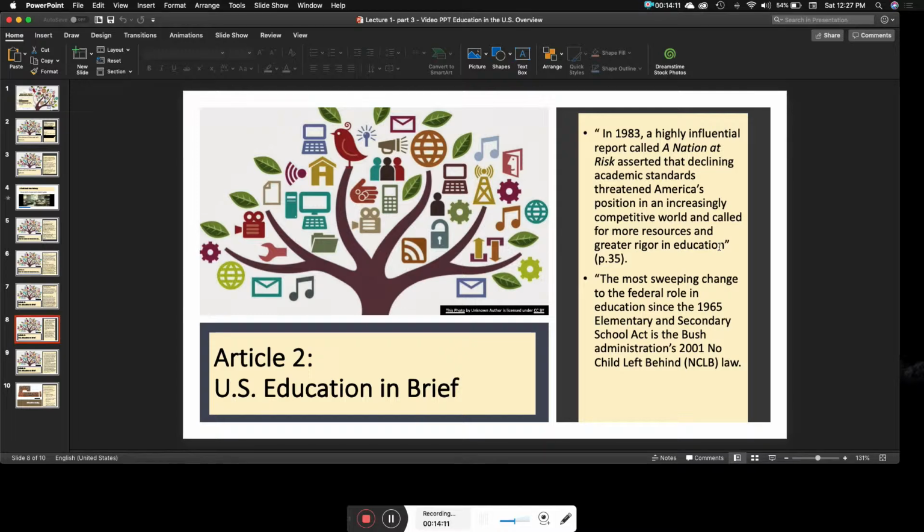Here's a little breakdown. In 1983, so this is the Nation at Risk I was talking about, rigor became the focus, and then that birthed what you see now, the call for education excellence. The most sweeping change was this. I think there were two parts.